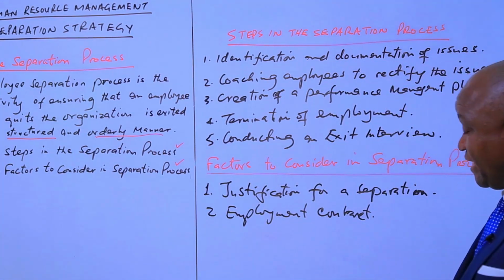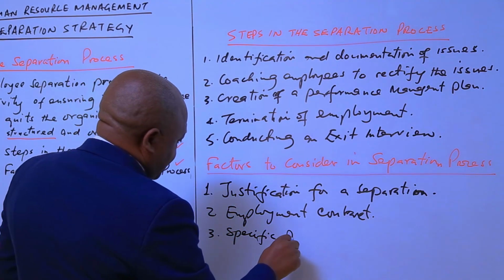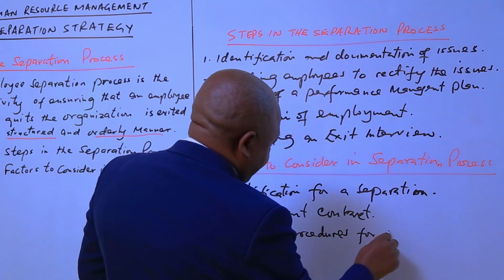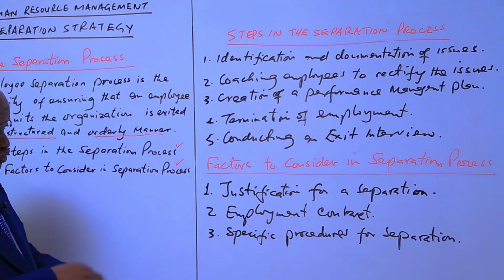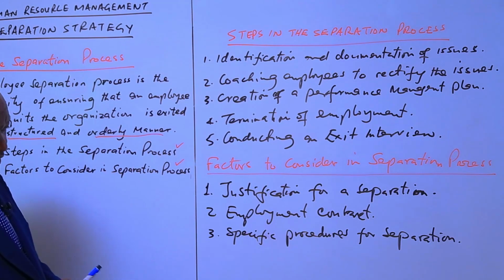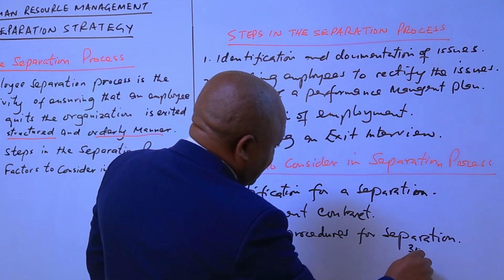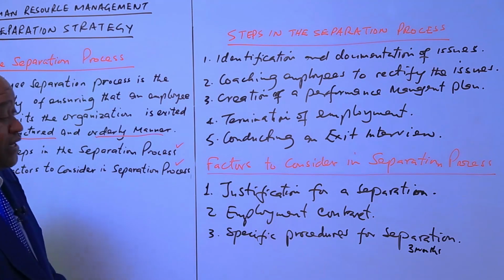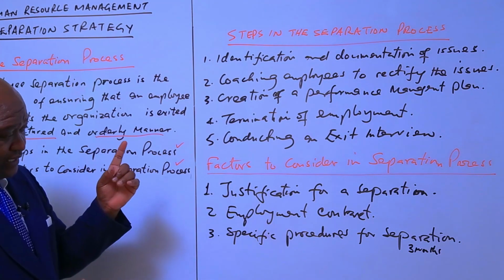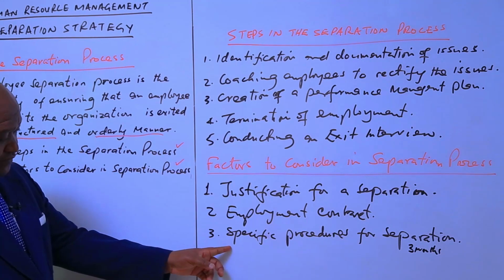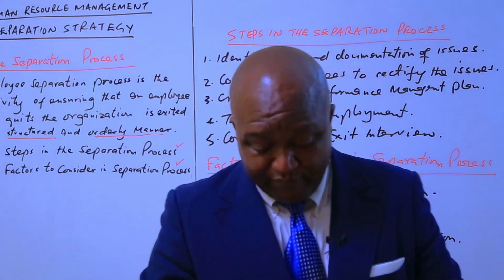Then number 3, specific procedures for separation. Every contract of employment is different; no two contracts are the same. Two employees could be employed on the same day, but one, depending on the level, such as a supervisor, may require 3 months notice from the employer prior to the separation. If that is a requirement, then the procedure to be followed in relation to that employment contract is a very important factor to ensure the separation is done based on the specific procedures that the employer and employee have agreed.